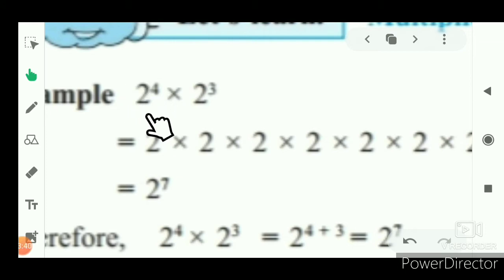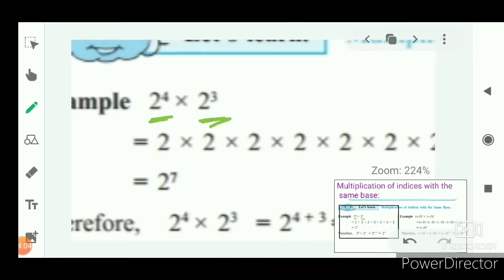Okay, 2 raised to the power 4 into 2 raised to the power 3. Let's see what will be the result. If you multiply 2 raised to the power 4 by 2 raised to the power 3, here the bases are same. The base of 2 raised to the power 4 is 2. Here also the base is 2. The bases are same, but the powers are different. Okay, let's see what will be the answer.